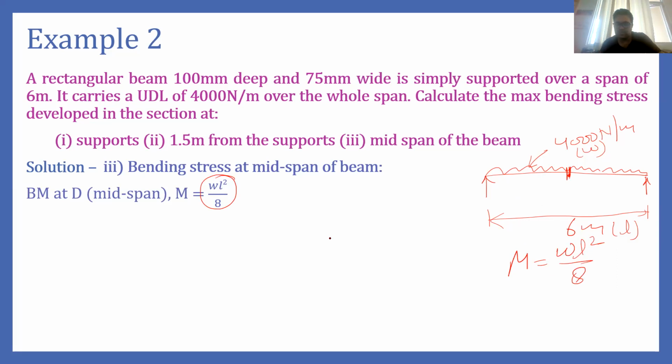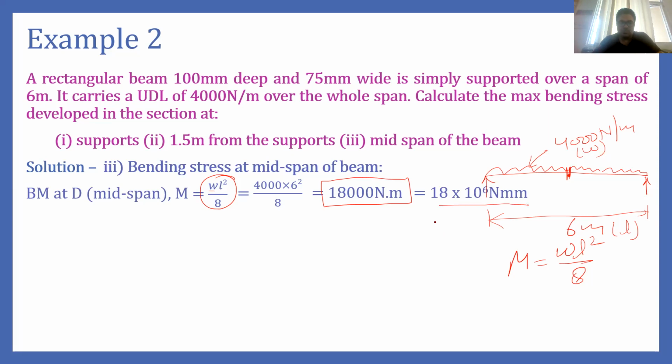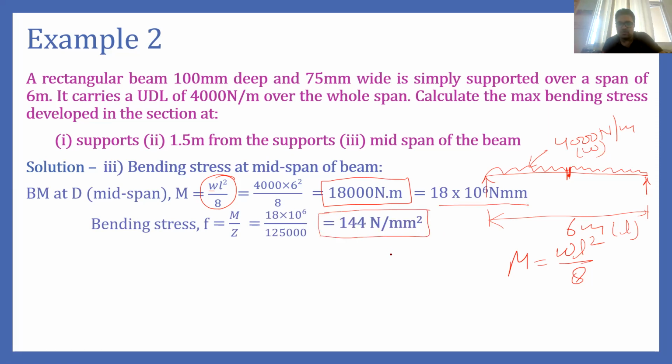So we can directly write the formula for the mid-span. Here we already know the value of W, which is 4000, and L is 6 meter. Putting the values here, we get the bending moment as 18,000 Newton meter, and we can convert this into Newton mm, so it becomes 18 into 10 raised to power 6 Newton mm. Now again we will calculate the bending stress at mid-span. Putting the value of M here, we get the bending stress at mid-span as 144 Newton per mm square.